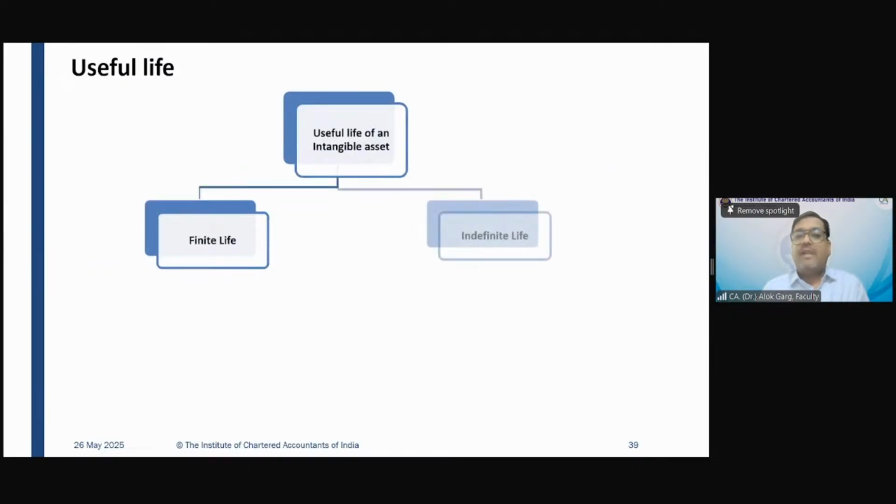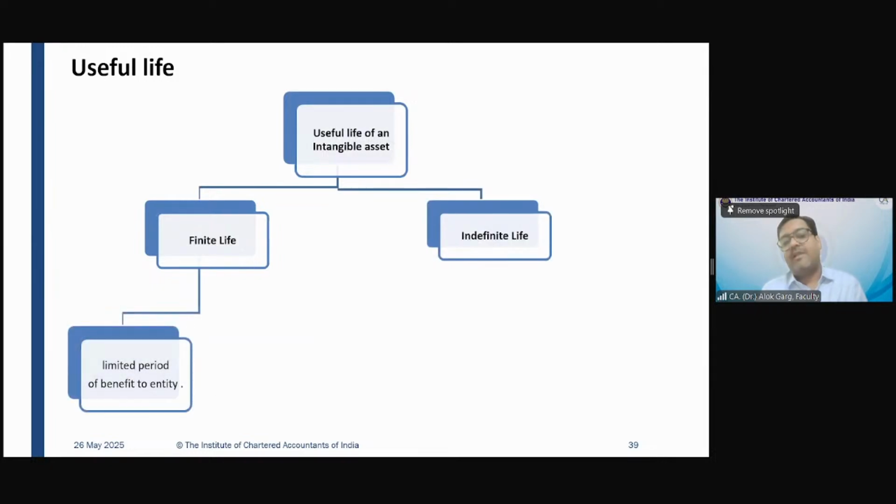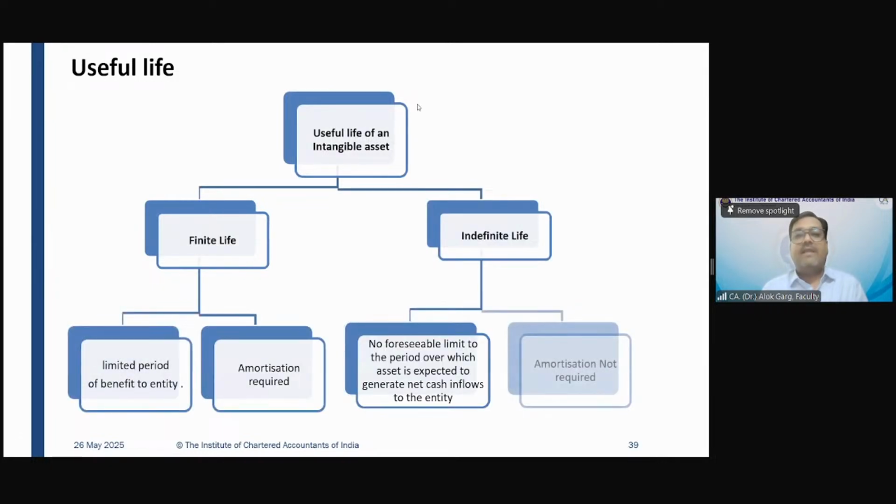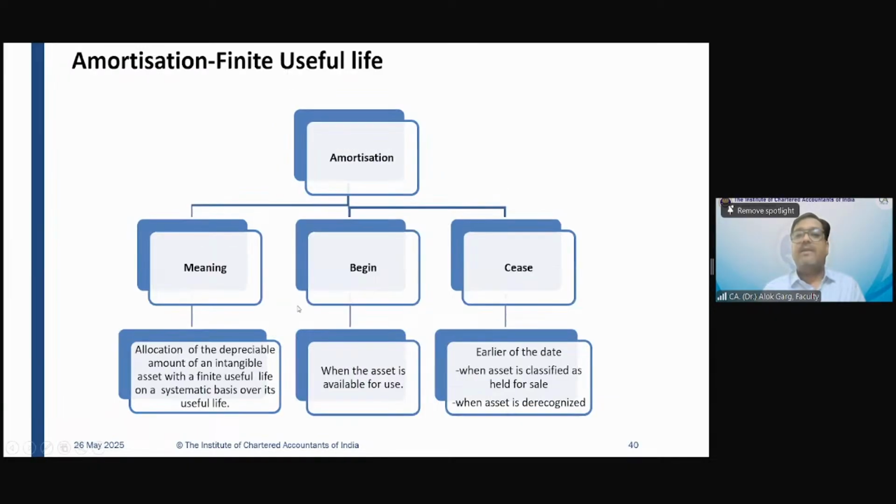So friends, the useful life of an intangible asset, I told you, can be finite or indefinite. If the life is finite, there is a limited period of benefit. Amortization is required. If life is indefinite, there is no foreseeable limit to the period over which the asset is expected to generate inflows to the entity. Amortization is not required. What is required? Impairment testing is required. You need to do the impairment testing.